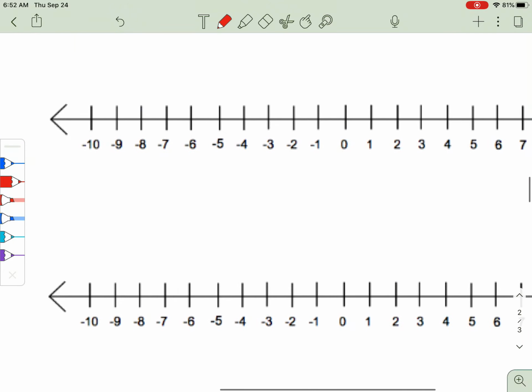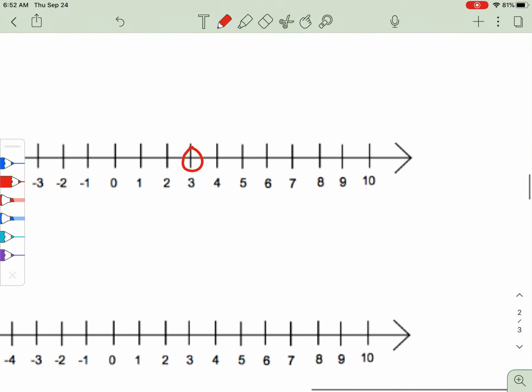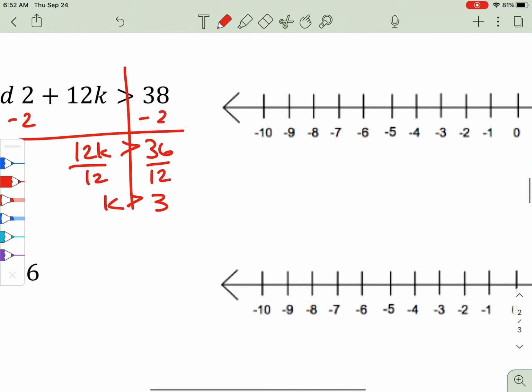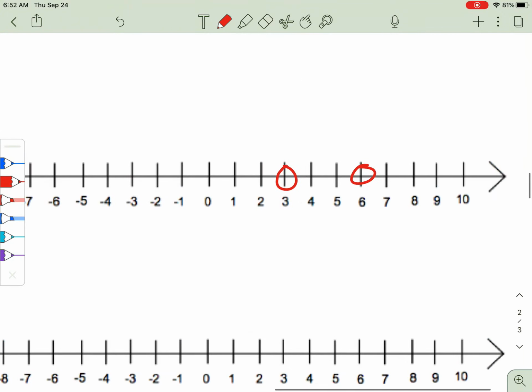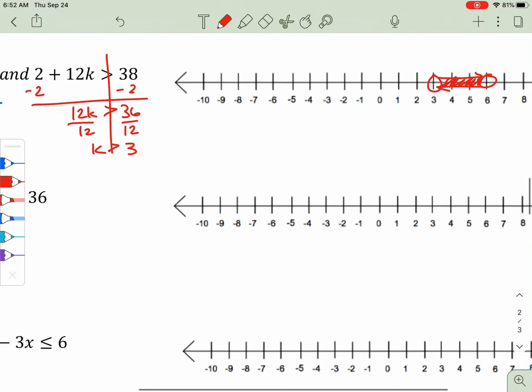So let's go to 3. Okay, let's go to 6. And the inequality says it's bigger than 3, less than 6. Bigger than 3, less than 6. So it's got to be this overlap. Okay.